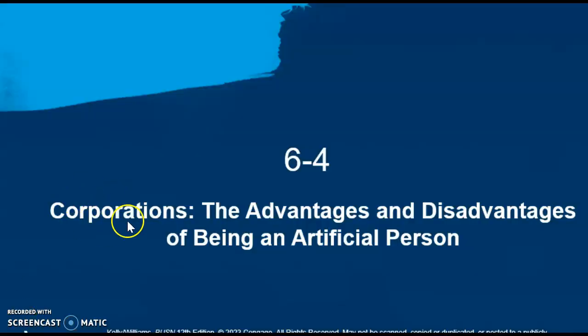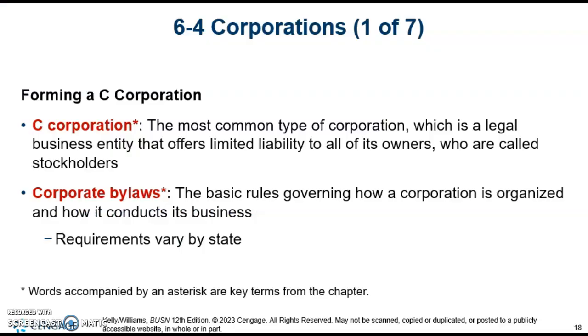Next, we're going to be talking about corporations and the advantages and disadvantages of being an artificial person, because a corporation is a separate person or separate business entity from the owners. The most common type of corporation is a C corporation, and it offers limited liability to all the owners, and the owners are called stockholders.